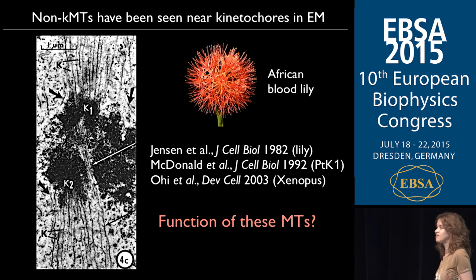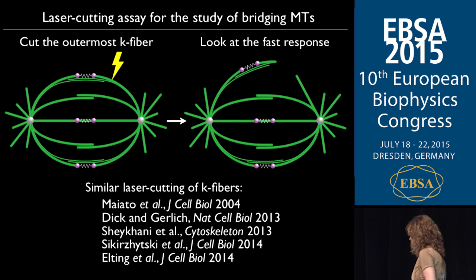So we decided to study these microtubules, because if they are really there, they probably influence the force balance on the chromosomes. We cannot understand the forces on the chromosomes until we understand what these microtubules are doing. To study them, we developed a laser cutting assay, similar to previous works where people have used laser cutting, in which we cut the outermost K fiber somewhere here and observe the response.